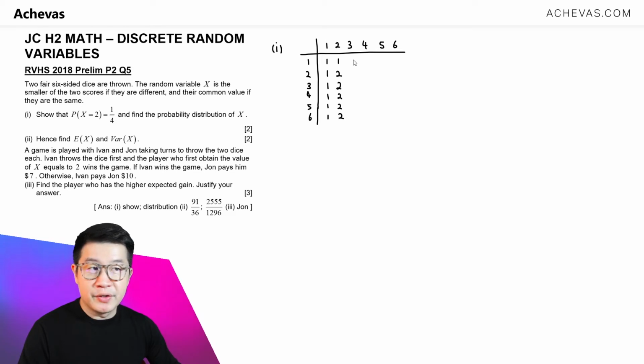1 and 3, the smaller of the two values is going to be 1. 2 and 3, the smaller of the two values is 2. 3 and 3, it is going to be the same as the value. It's going to be equal to 3. The same for this, the smaller of the two values is going to be 3, 3, 3.